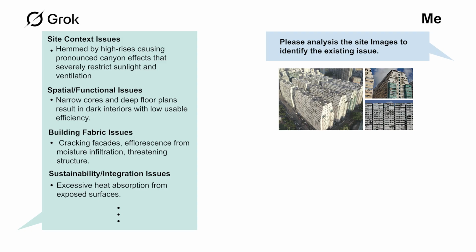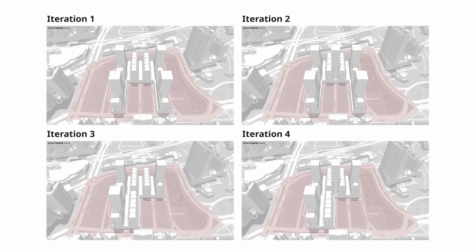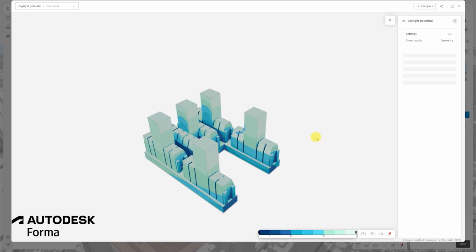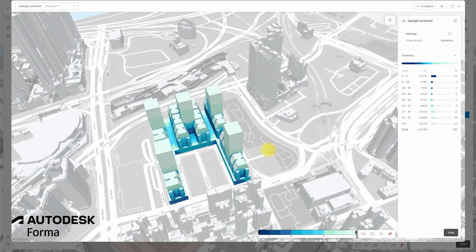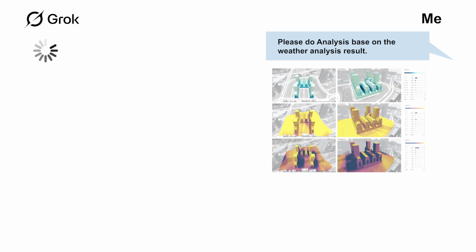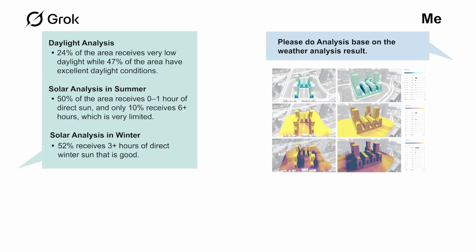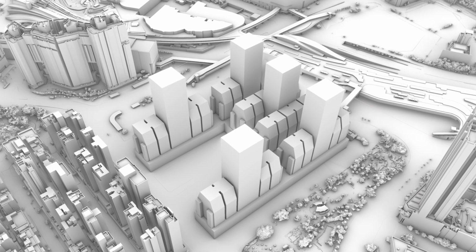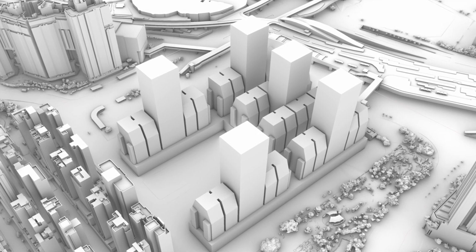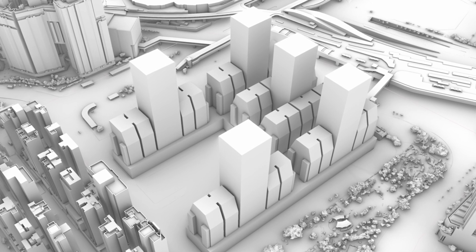Based on the response, I have made 4 iterations and fed them in Autodesk Forma, an AI-powered site analysis tool, to perform weather analysis. The analysis results are then fed back to Grok for evaluation. The final chosen iteration is basically removing 2 blocks, turning the first 5 floors into a unified U-shaped podium, and having 5 upward extension towers.